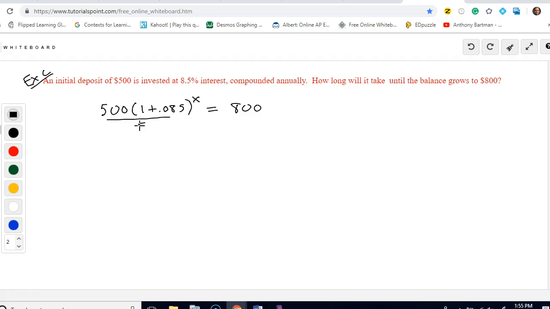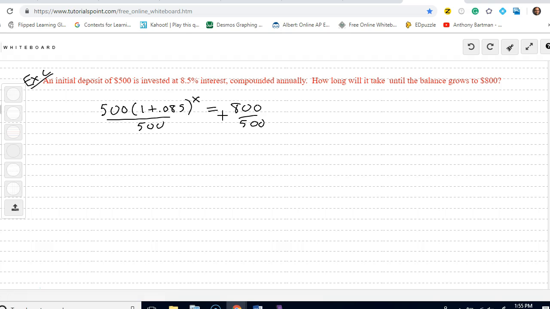So I'm going to divide by 500, divide by 500, and we end up, let's get some lines here, that'll be easier. Divide by 500, and we end up with 1.085 to the x equals 800 divided by 500, which is 1.6.